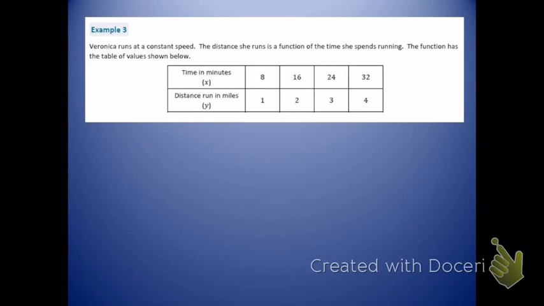Okay, our next example is also distance and time. So this is Veronica, who runs at a constant speed. The distance she runs is a function of the time she spends running. And we could have made a similar statement for the last example as well.